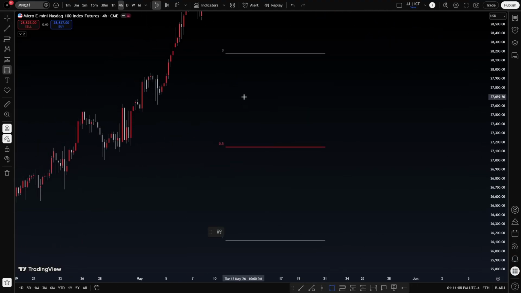If you see price, let's say, how can I draw this? Let's say from here, then I can copy it and then paste it and then drag it up. And then okay, I might just cut this out. Yeah, I'm gonna cut it out.